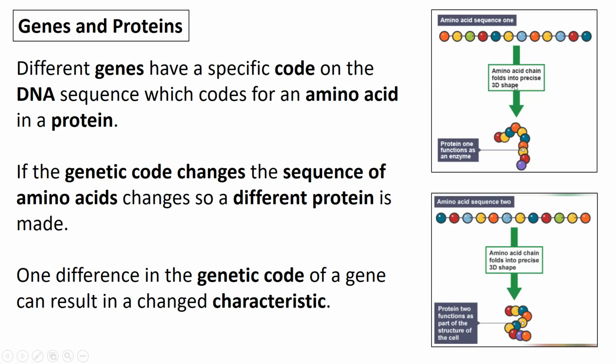So if you look at these examples, you can see the coloured beads represent the amino acids in that protein, and it folds into a very specific shape, which makes an enzyme. The same amino acids, but in a different arrangement and a different sequence, will fold into another very different shape, and that protein might form part of the cell structure.